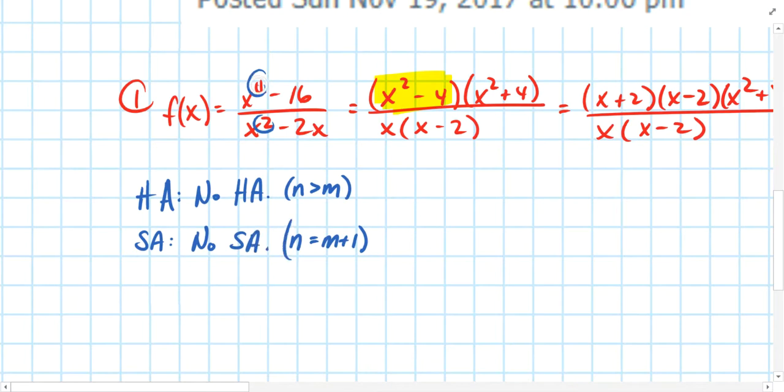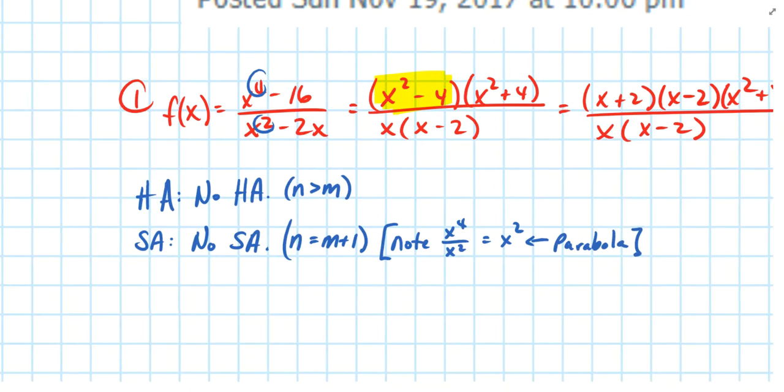The numerator's degree is bigger than the denominator's degree by 2, and as a side note, x to the 4th power divided by x squared equals x squared, and this x squared graph does describe the end behavior of this rational function. This end behavior of the rational function is going to tend to look like a parabola. And we'll come to that in just a moment, especially when we check our work on Desmos. So we have no horizontal asymptotes, no slanted asymptotes.